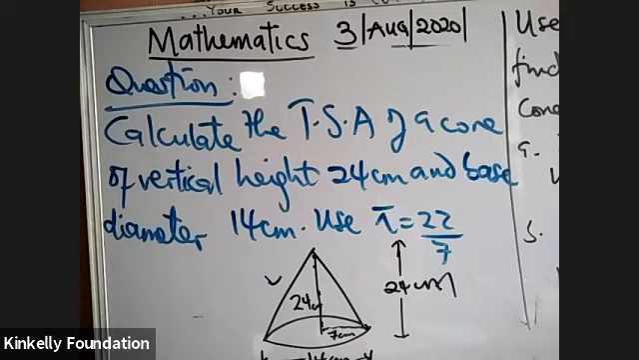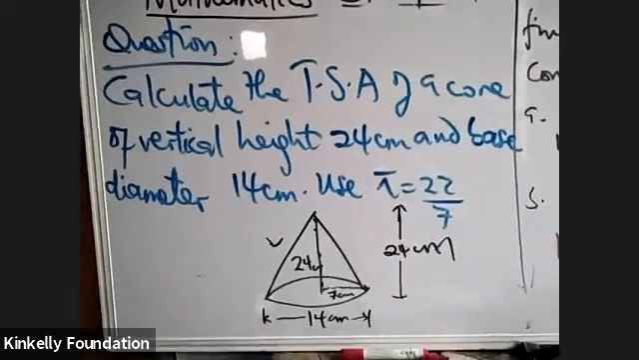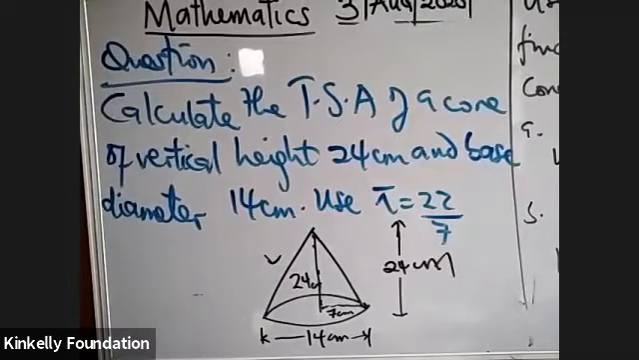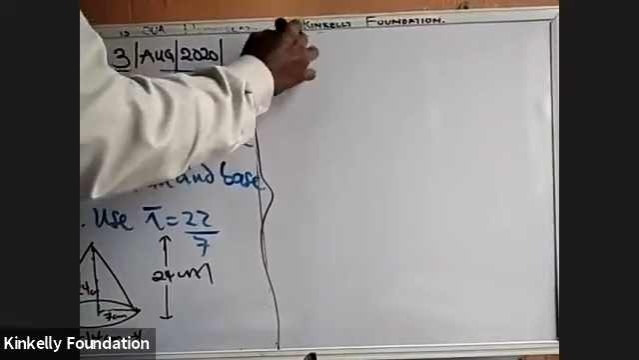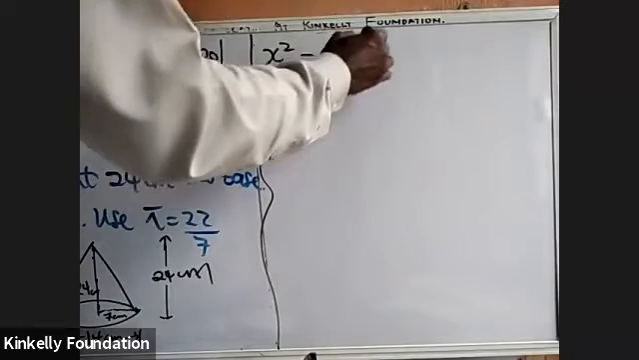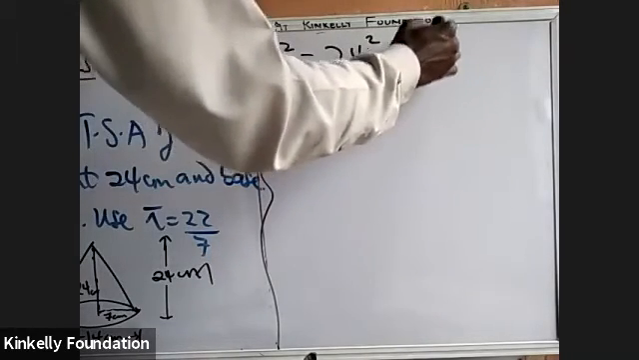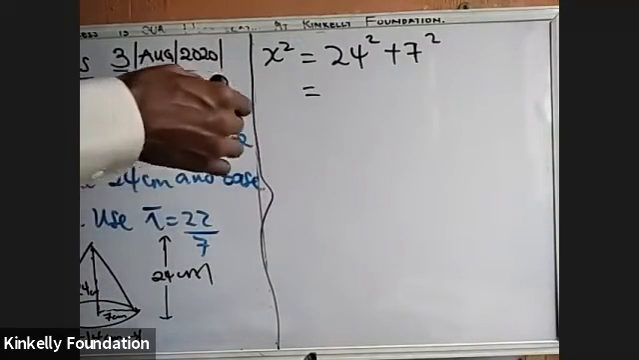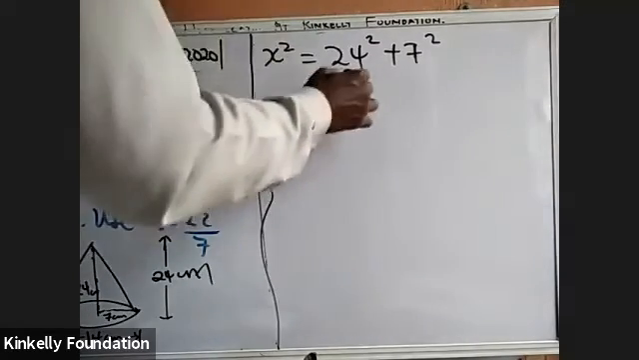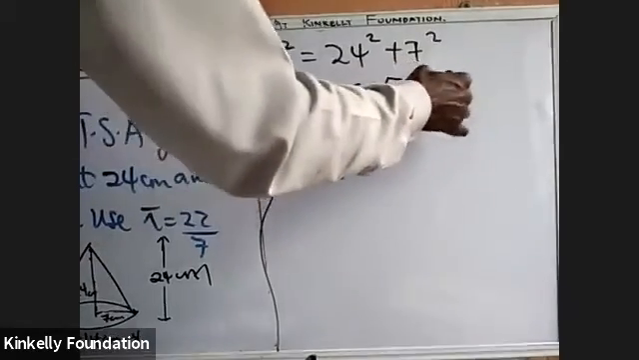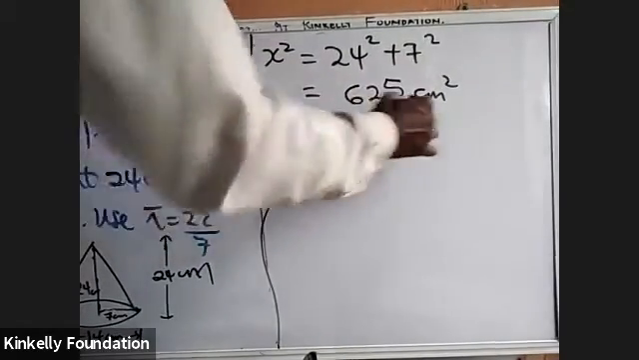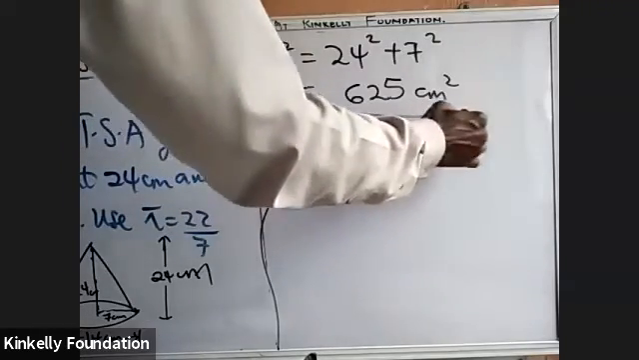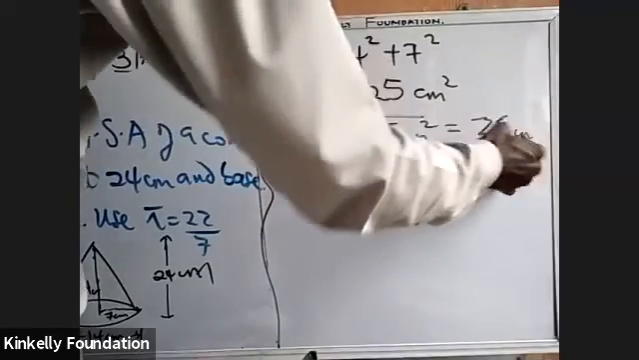So having seen these parameters given, we are now going to find the slant length using Pythagoras theorem. S squared is equal to 24 squared plus 7 squared. Remember, the radius is 7. So this one will give us a total of 625 when you compute these things. Now, S will be the root of 625 cm squared to give us 25 cm as our slant length.